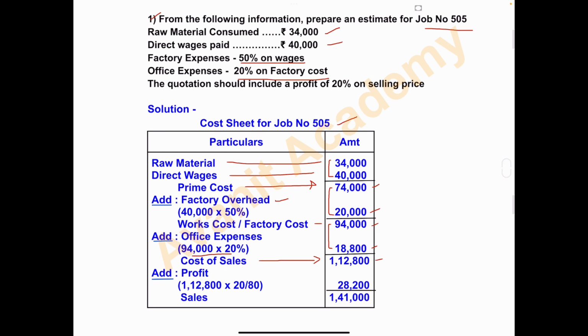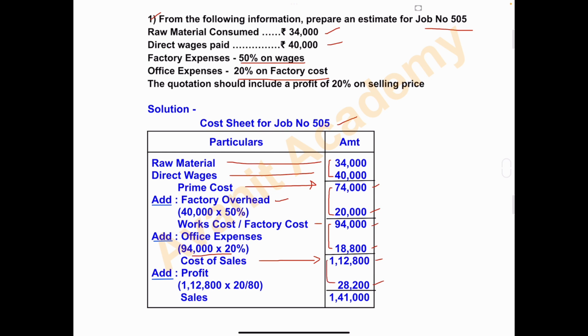So the cost amount is 1,12,800 into 20% is the profit divided by 80. 80 is the cost. Calculate this 1,12,800 into 20 divided by 80. 80 from where we got this 80? 100 minus 20 will get 80. And you will get 28,200. It is the profit amount.